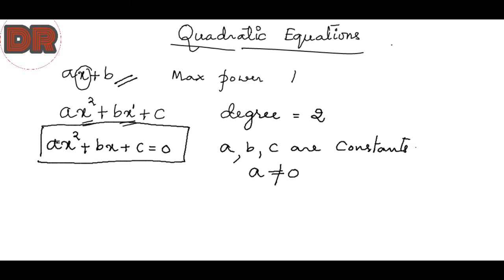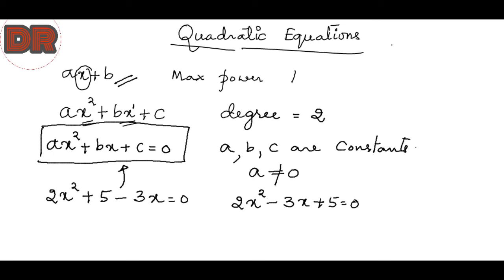So this is the standard form of a quadratic equation. Now let us write a few examples. If I write 2x square plus 5 minus 3x is equal to 0, this is an example of a quadratic equation because I can write it in the standard form: 2x square minus 3x plus 5 is equal to 0. Here a is 2, b is minus 3, and c is equal to 5.